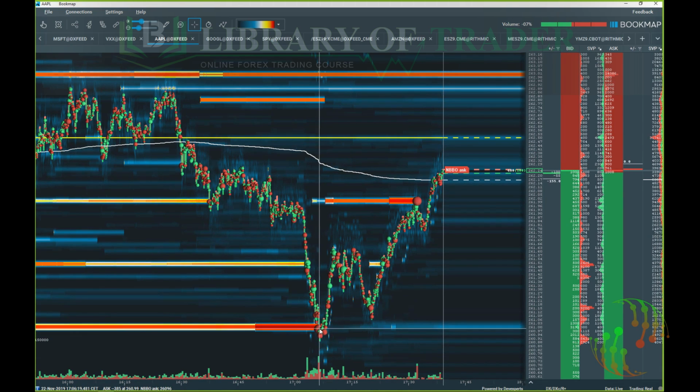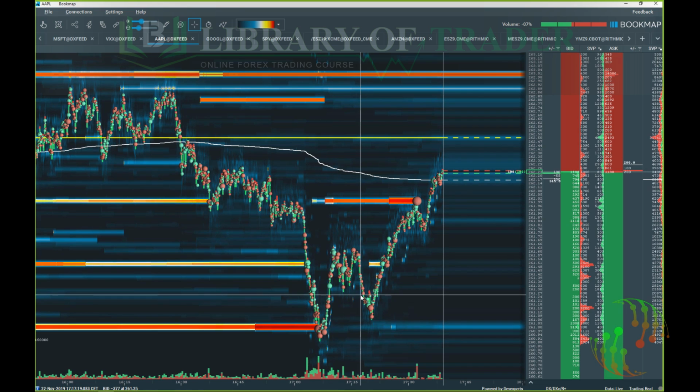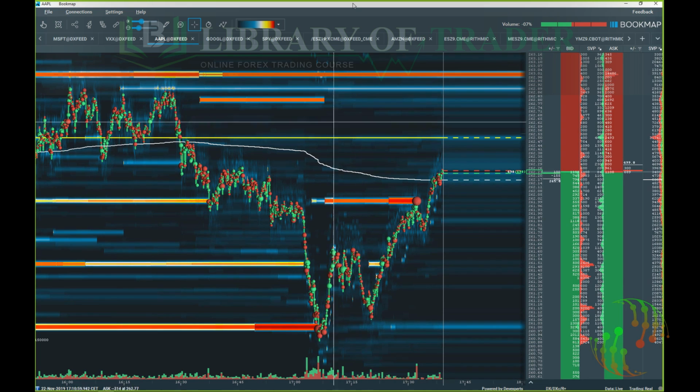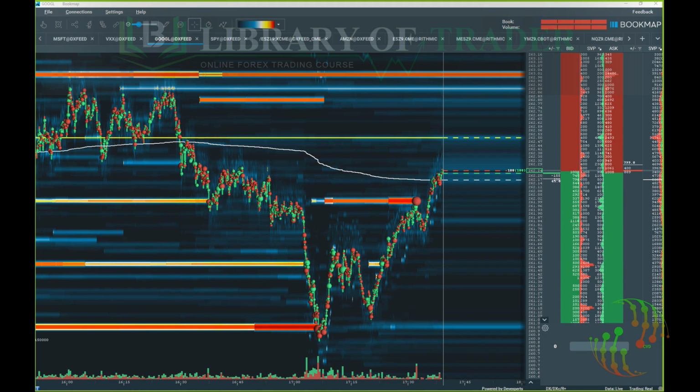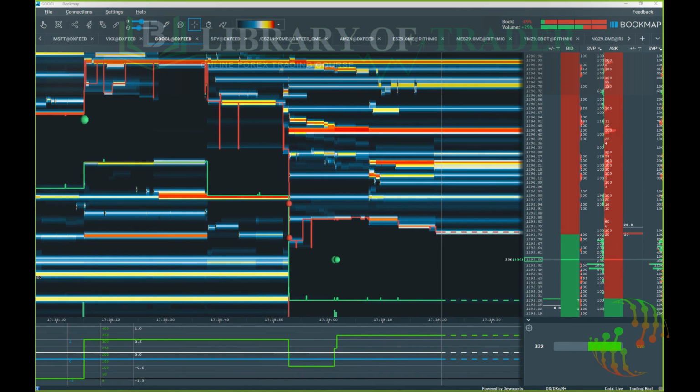Absorption, and then when you have this chart on another monitor, you can really be sure that this, let me extract this chart here.